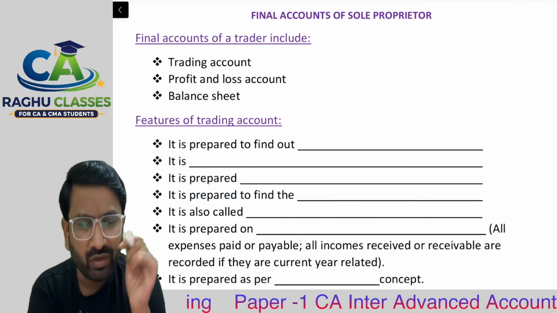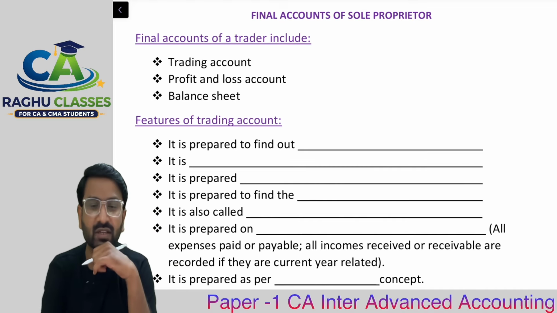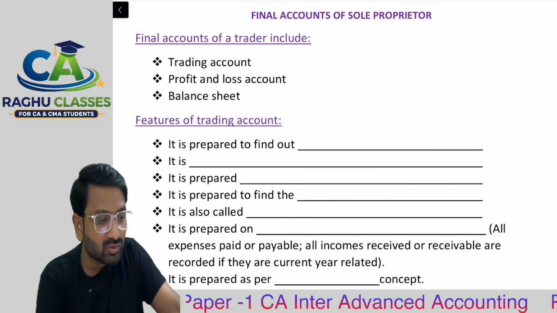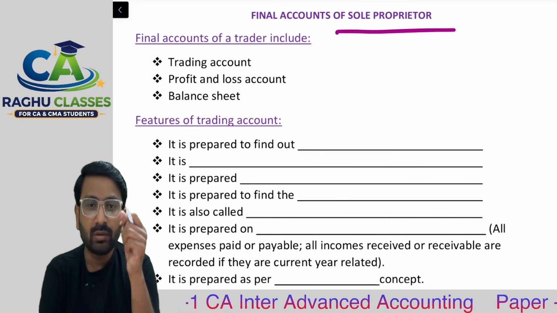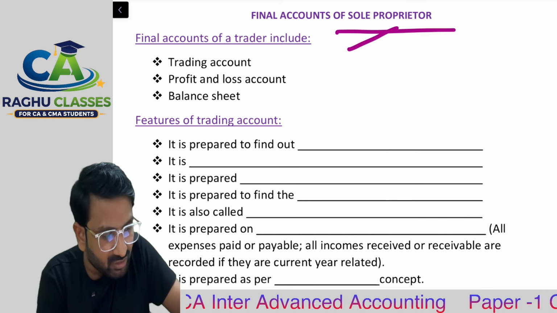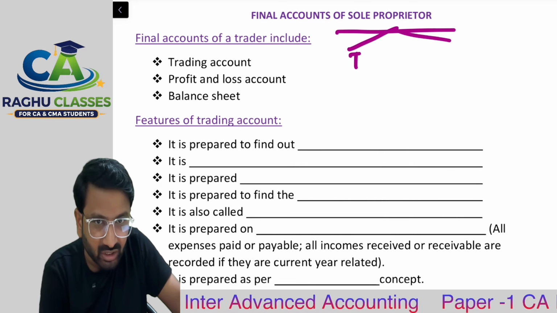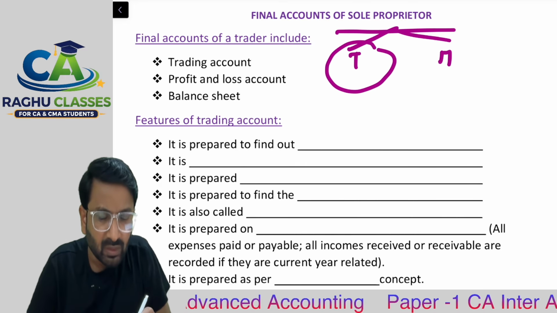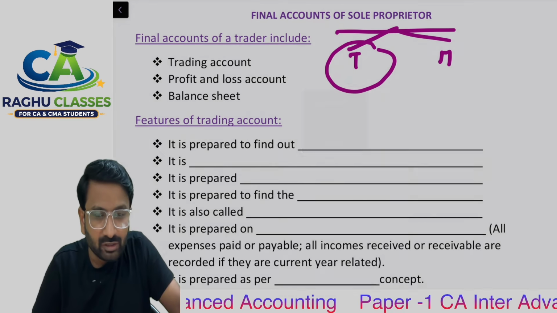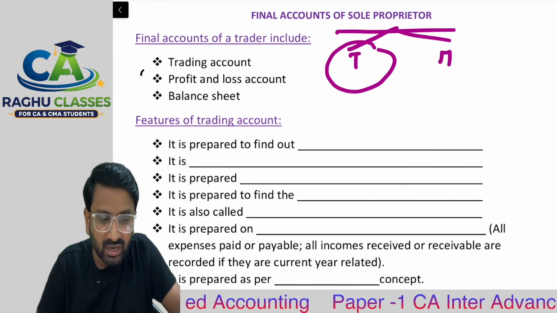Now we'll move on to one very important chapter from the CA Foundation exam point of view: final accounts of a sole proprietor. When a sole proprietor wants to prepare final accounts, we divide the sole proprietor into either a trader or a manufacturer. First let us focus on final accounts of a trader. As a trader, normally we prepare the trading account, profit and loss account, and balance sheet.